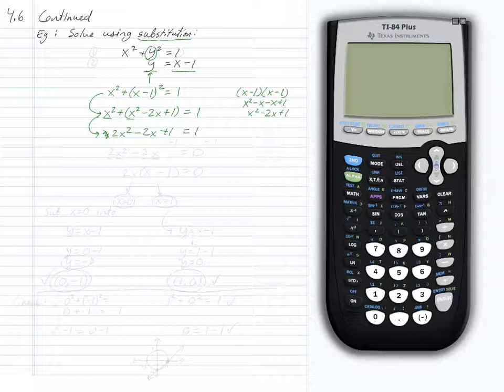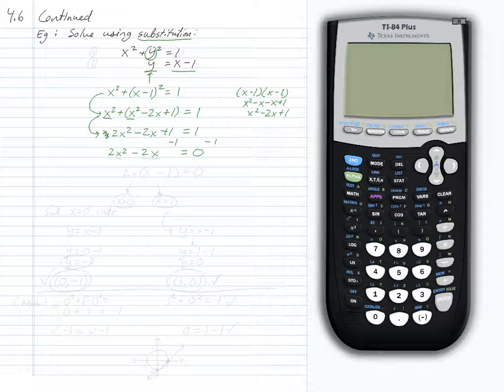And since what we're dealing with here is a quadratic, we probably want to move that 1 over to the other side, get one side equal to 0, and put it in standard form. So 2x squared minus 2x is equal to 0. Now take a moment and see if you can tell where we're going to go from here.